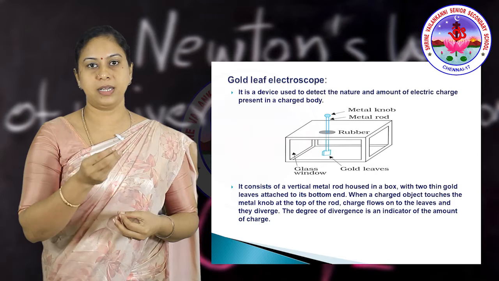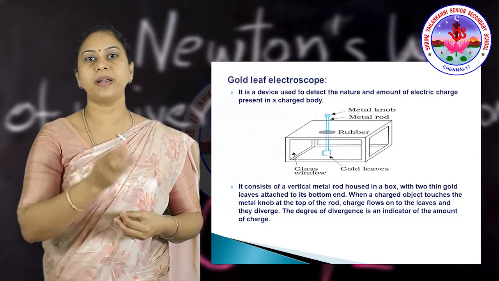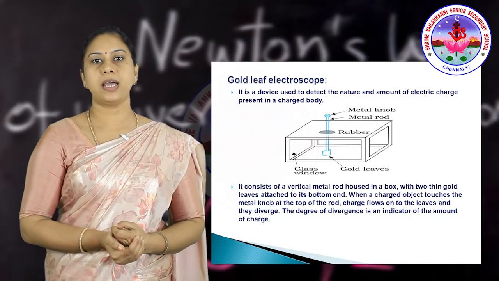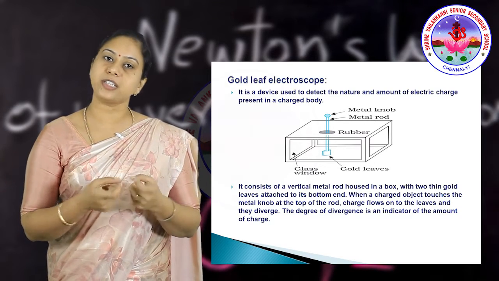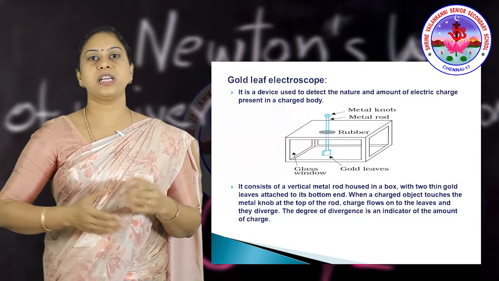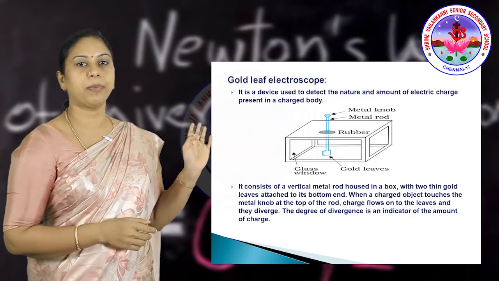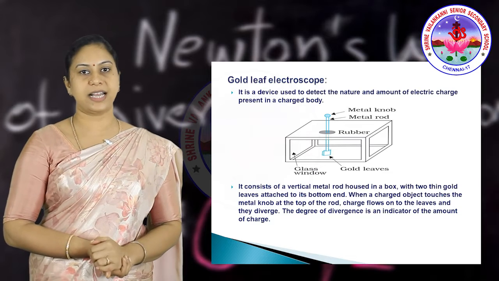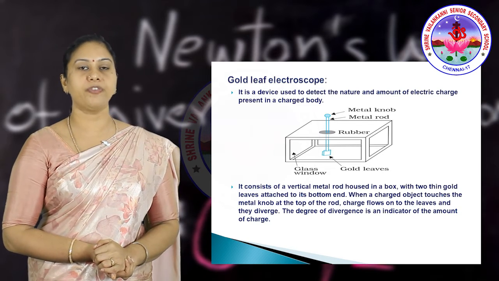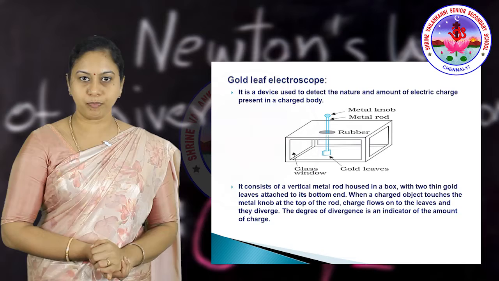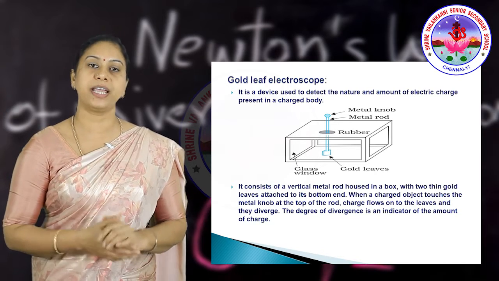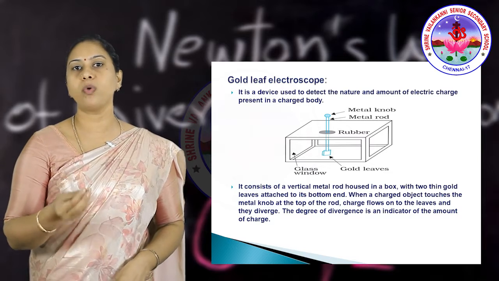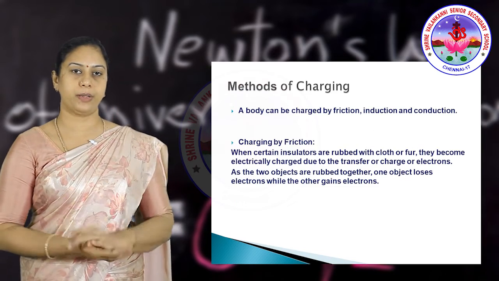The charged body touches the knob, transferring electrons through the metal rod, and the gold leaf diverges. With the help of the degree of divergence, we can tell how much charge got transferred. So this is the gold leaf electroscope. It is helpful to know the nature of the charges and how much charge is transferring.